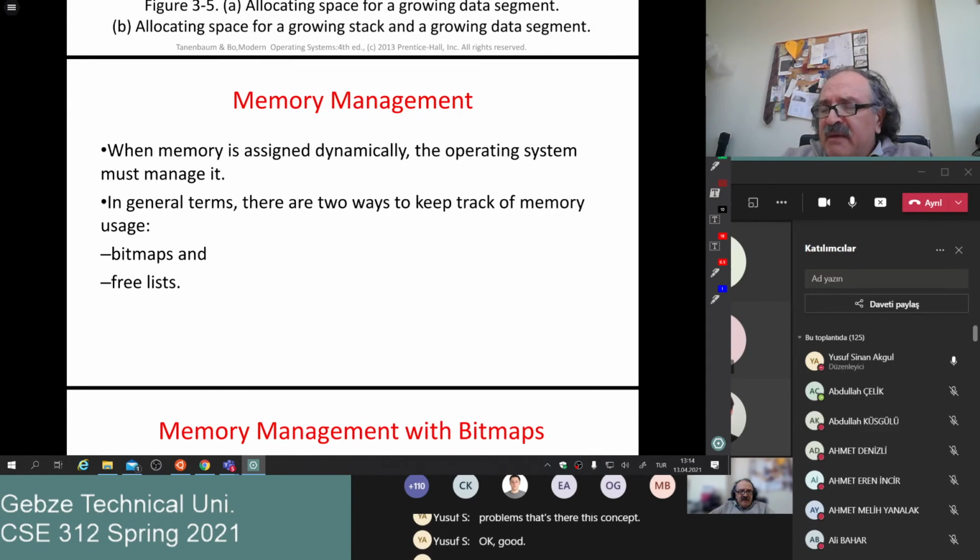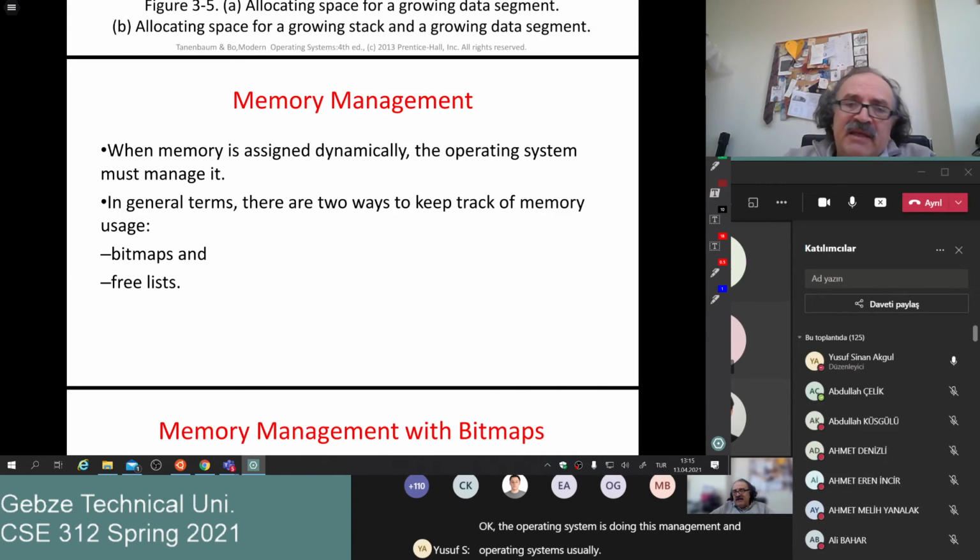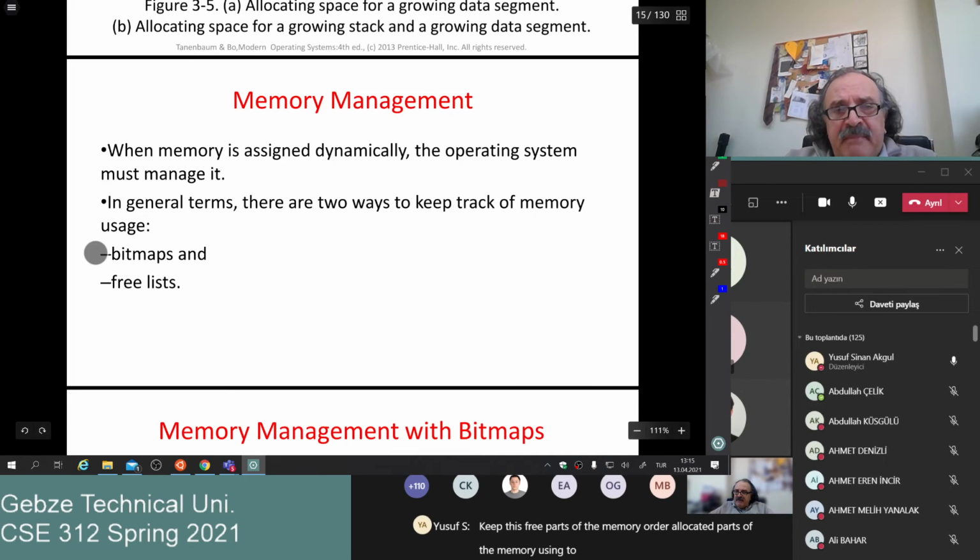What did we say? We said that memory is a resource and it has to be managed. So the operating system should keep track of who is using what part of the memory, and what parts of the memory are available. How do I allocate them? This is done dynamically, of course, while the programs are being loaded. The operating system is doing this management, and operating systems usually keep track of the free parts or the allocated parts of the memory using two approaches. One is the bitmap approach, the other one is the free list approach.